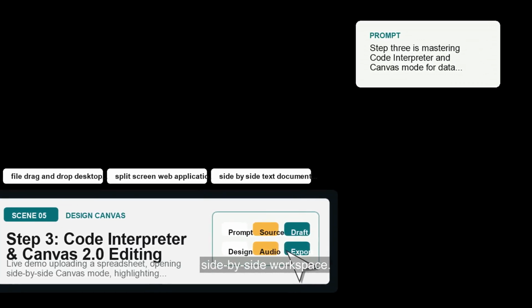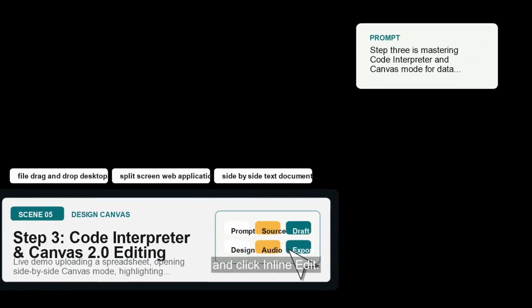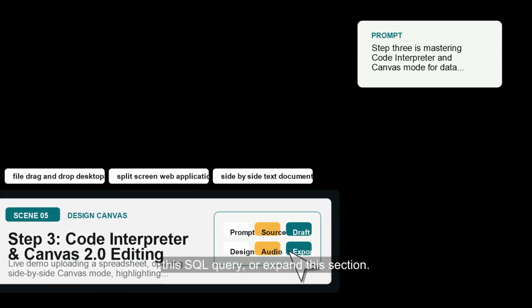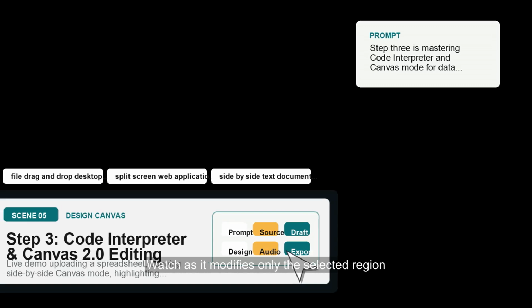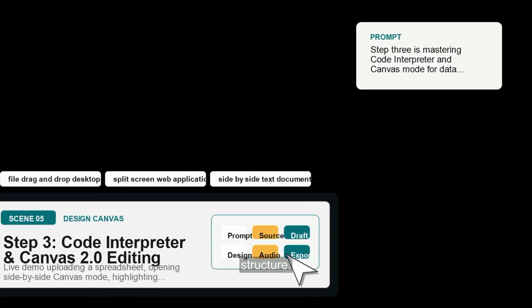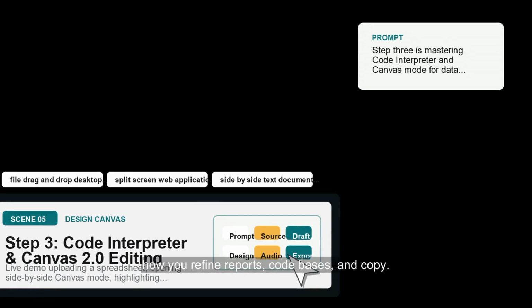Highlight specific paragraphs or code blocks and click Inline Edit. Tell ChatGPT to reformat this chart, optimize the SQL query, or expand this section. Watch as it modifies only the selected region while preserving the rest of your document structure. This interactive workspace completely changes how you refine reports, code bases, and copy.